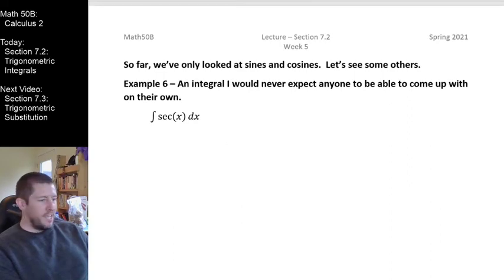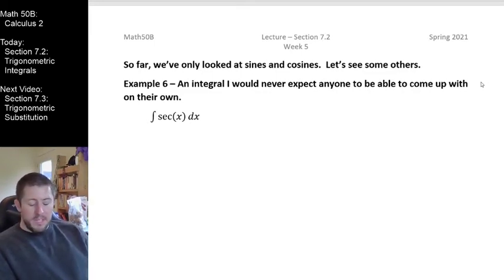Let's go ahead and do our secant of x integral. This one is straight up a trick. This is one of these ones where there's no way that any of you would ever come up with this on your own. There is no way that I would ever come up with this on my own. This is a straight up trick. I'm going to do this just to show you that sometimes these are, in a sense, beyond our brain's grasp.